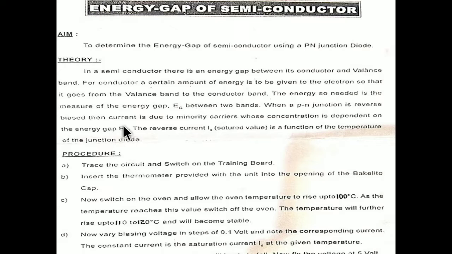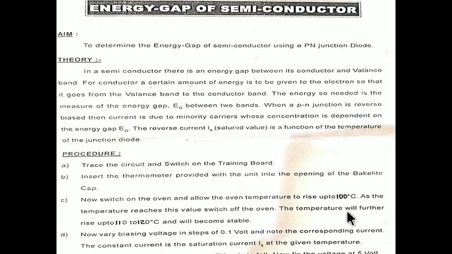In a semiconductor, a certain amount of energy must be given to the electron so that it moves from the valence band to the conduction band. The energy so needed is a measure of the energy gap, EG, between the valence band and the conduction band. When a PN junction is reverse biased, the current is due to the minority carriers, whose concentration depends on the energy gap EG. The reverse saturation current IS is a function of the temperature of the junction diode.